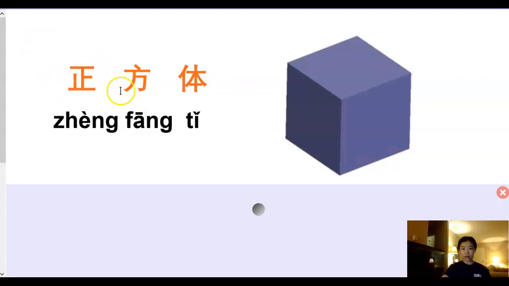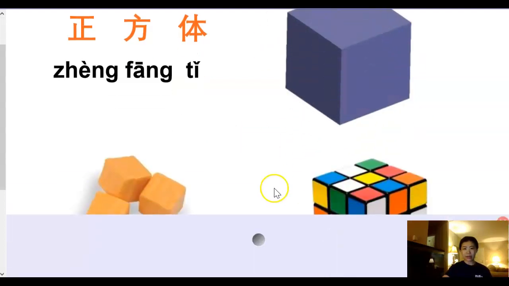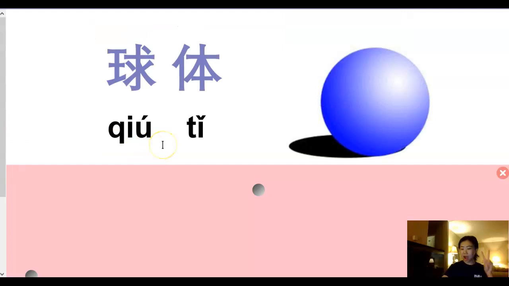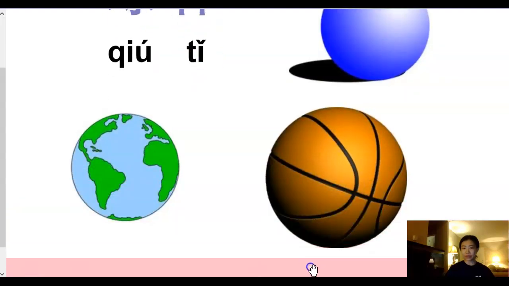第一个，正方体。正方体 means cube. You can see the picture. And here are some examples. 接下来第二个，球体。球体 means a sphere. A sphere looks like a circle, but it's a three-dimensional shape. Some examples of sphere.